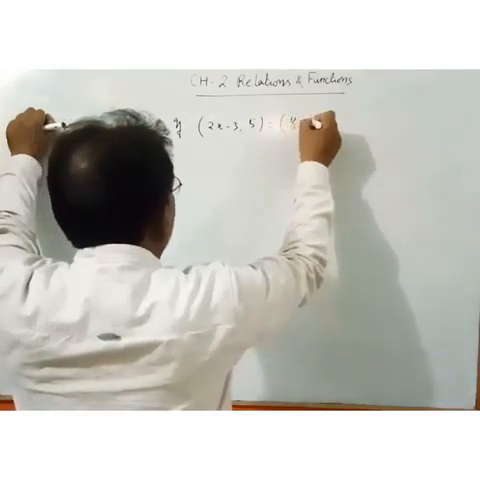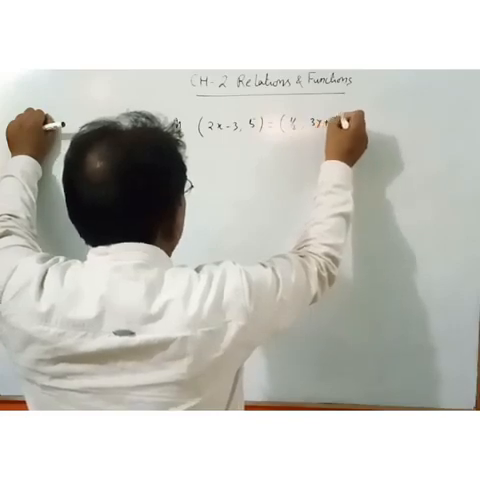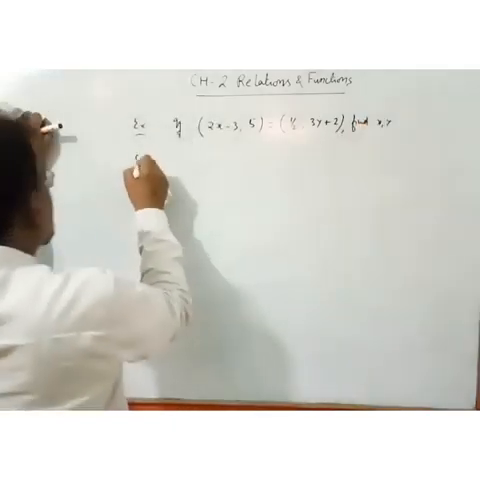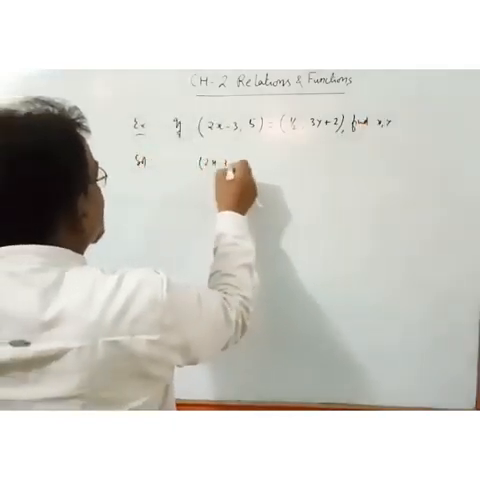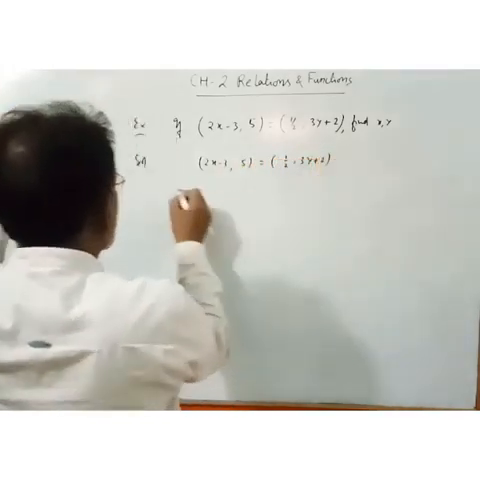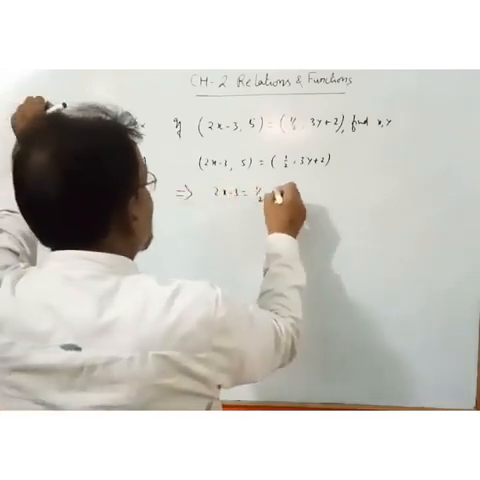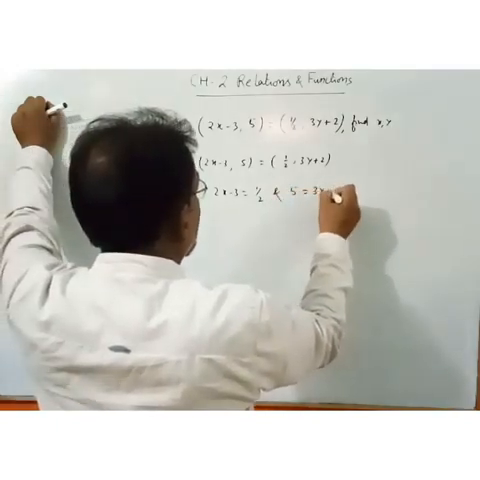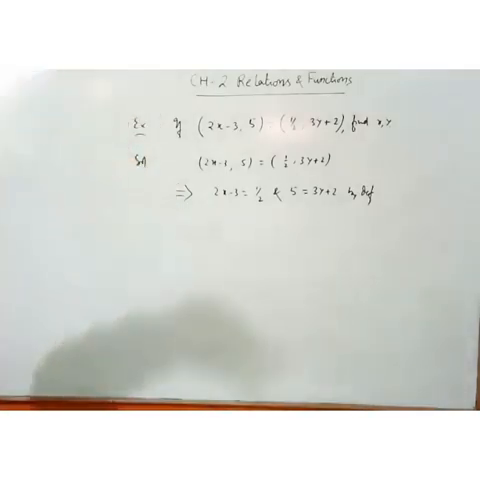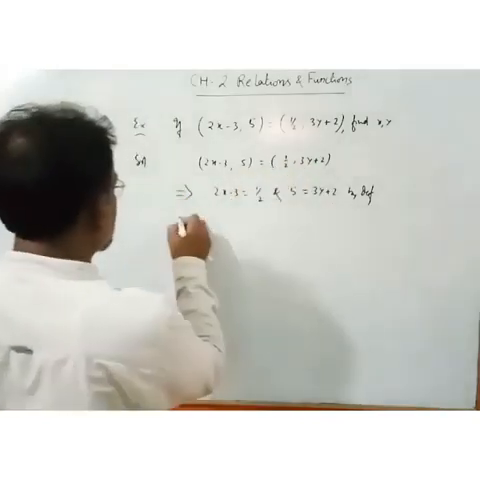If (2x minus 3, 5) is equal to (1 by 2, 3y plus 2), find x and y. Solution: (2x minus 3, 5) is equal to (half, 3y plus 2). This implies 2x minus 3 should be equal to half and 5 should be equal to 3y plus 2.